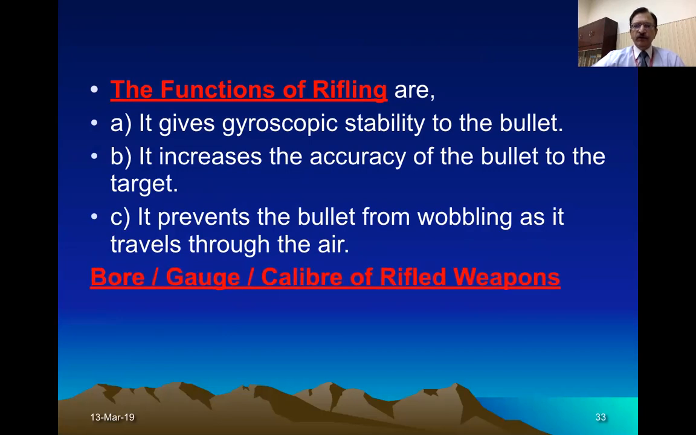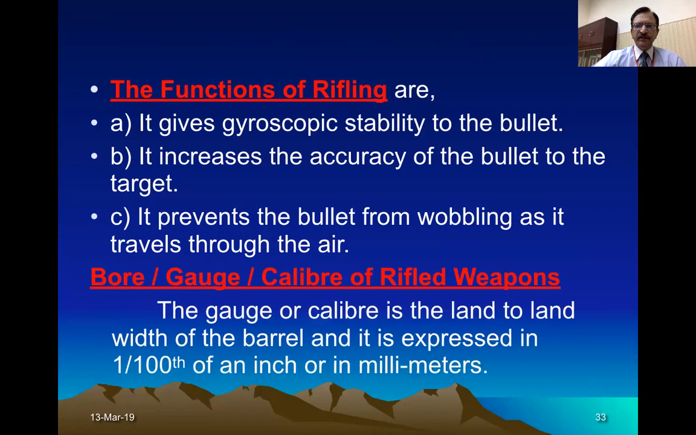And when we talk about the bore, gauge, or caliber of a rifled weapon, it is the distance between two opposite lands, that is, the width between two raised lands. It is expressed in hundredths of an inch or in millimeters.